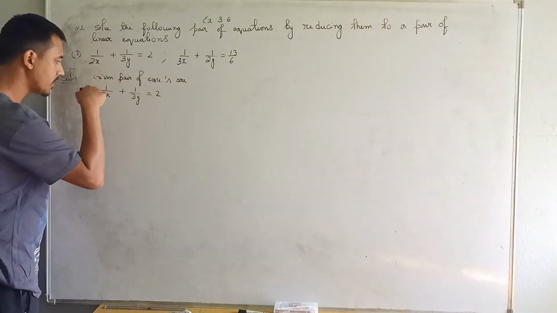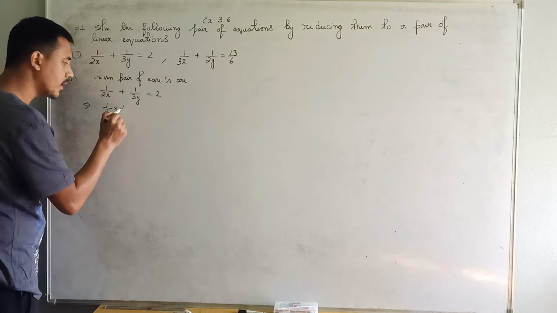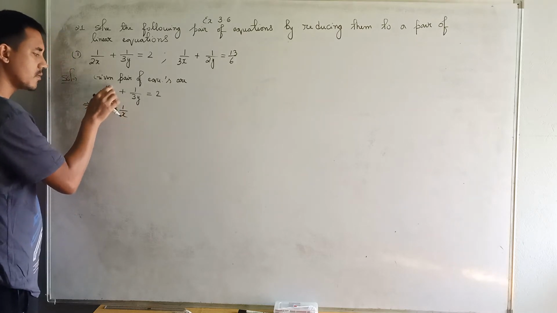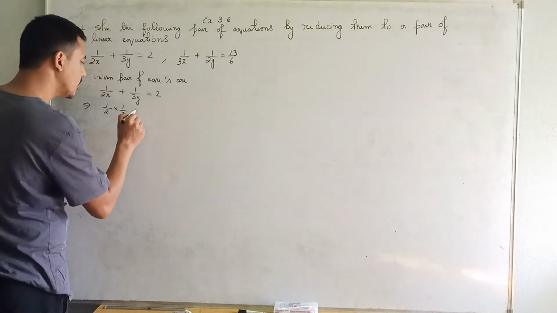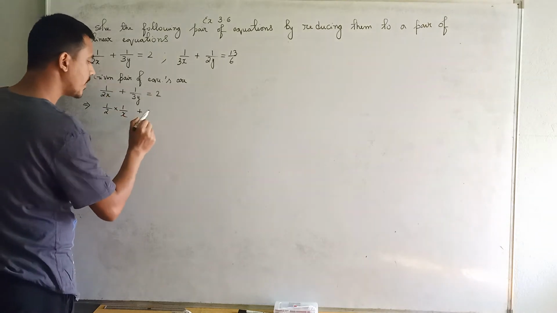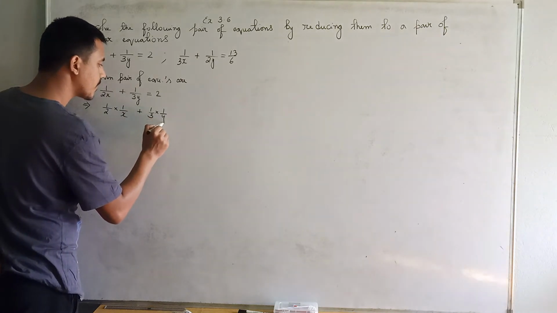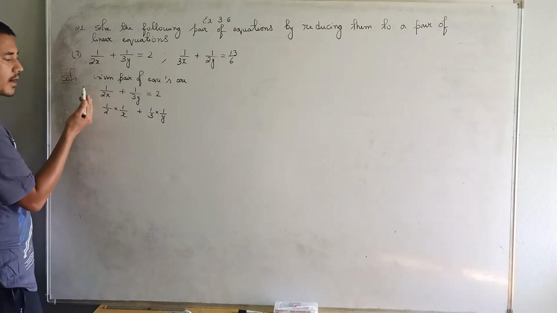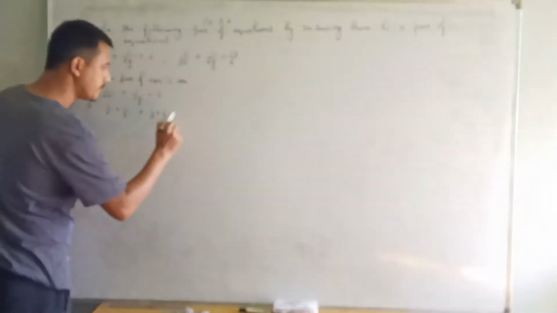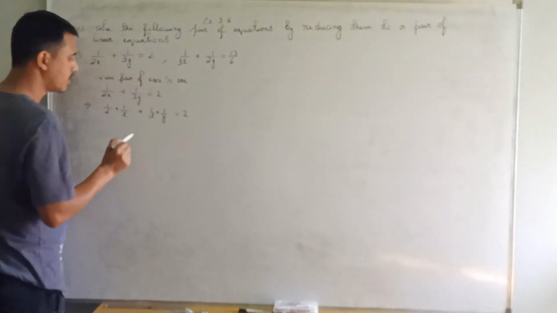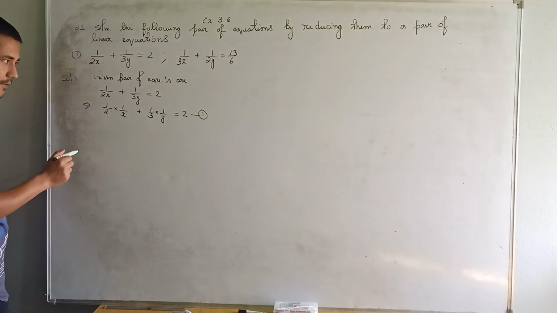So how am I going to write that? 1 by 2 into 1 by x. So 1 times 1 is 1, 2 into x. So same thing, right? Just some rearrangements. 1 upon 3y, I can write it as 1 by 3 times 1 upon y. Yes, you are trying to separate out the coefficient from the variable. Is equal to 2. So that is your first given equation. I can make this as equation 1, right?